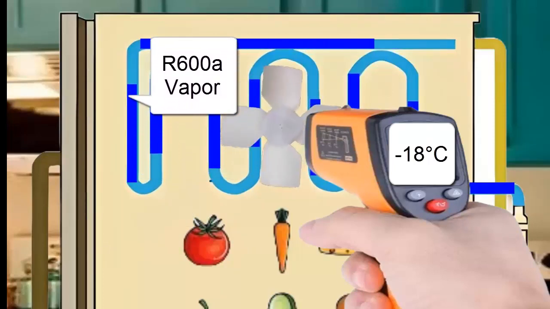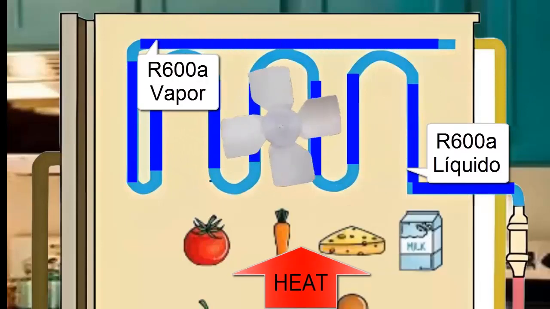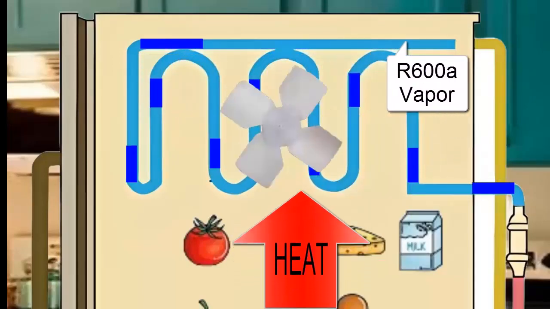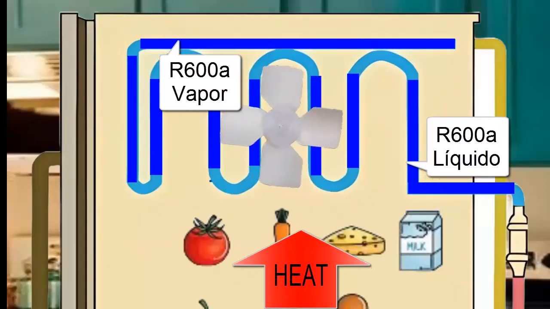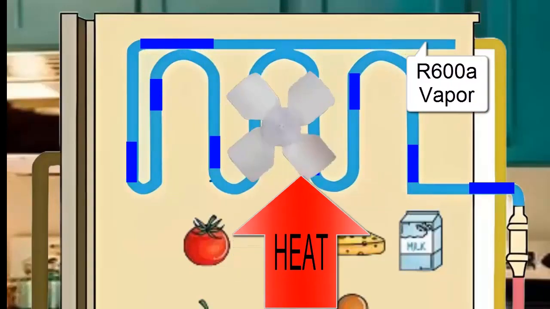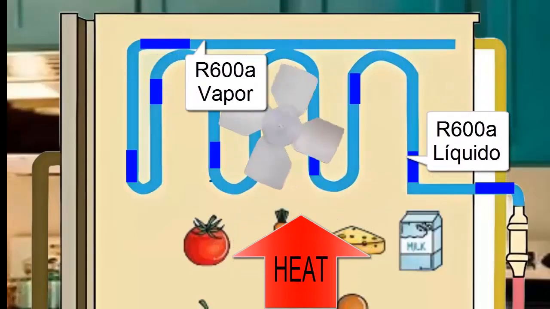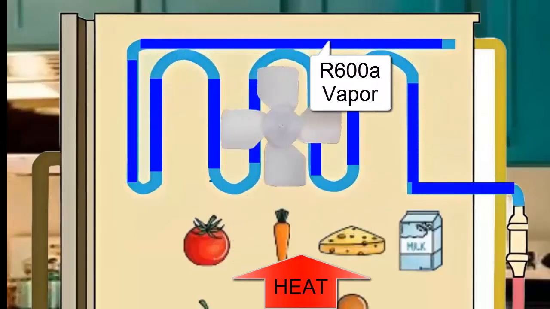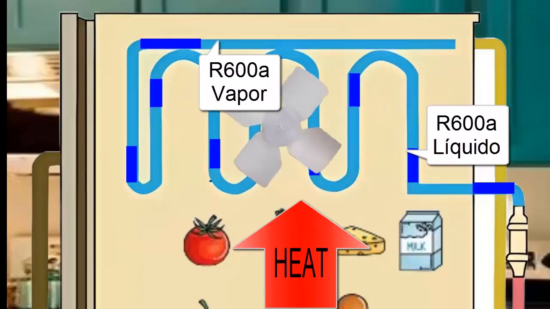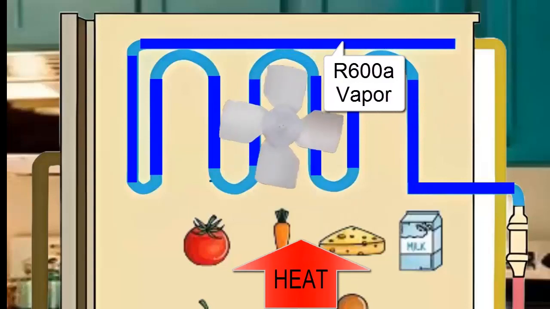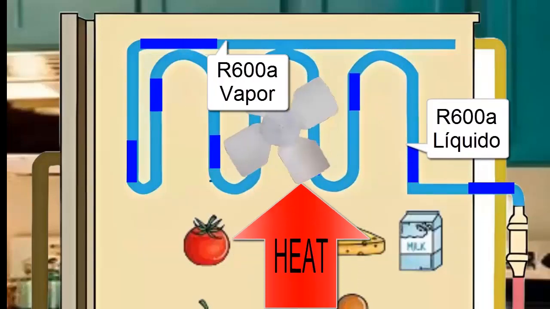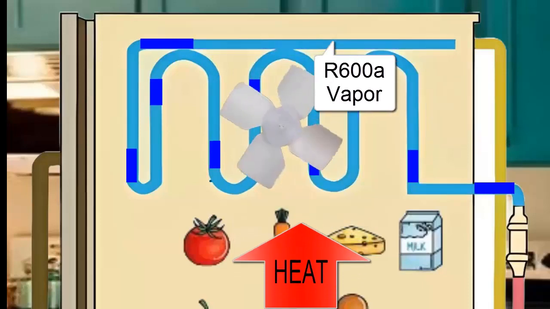With this low temperature, and the help of the fan, the heat from the food quickly passes to the refrigerant R600A, causing it to evaporate. As the refrigerant absorbs the heat from the food, they cool down, allowing for their preservation. The heat from the food passes to the refrigerant R600A in the evaporator, causing the refrigerant to progressively change from a liquid to a gaseous state.